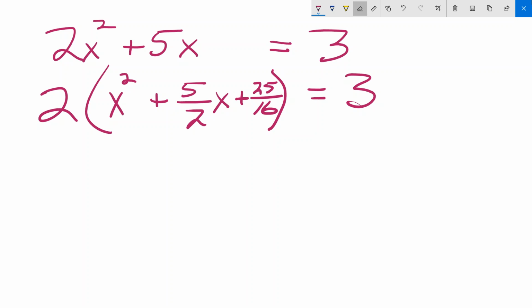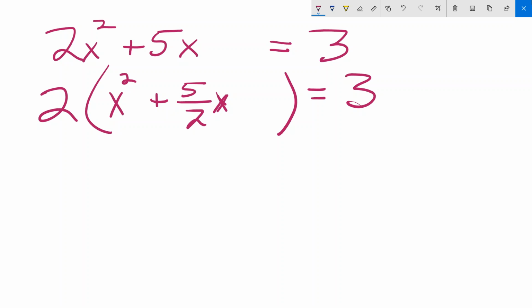Let me back up a second. Okay. So far, these two lines are the same. Correct? And what you want to do when you're completing the square, every time you write a new line, you should check and make sure you haven't changed anything. At this point, I have not changed anything. So all I've done is factor a 2 out.